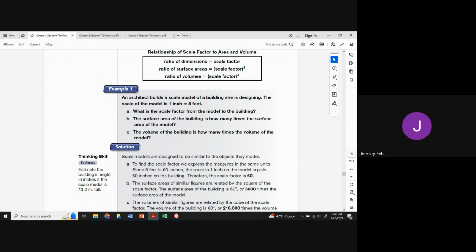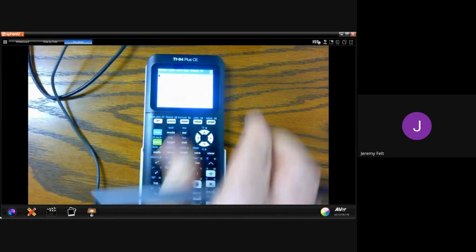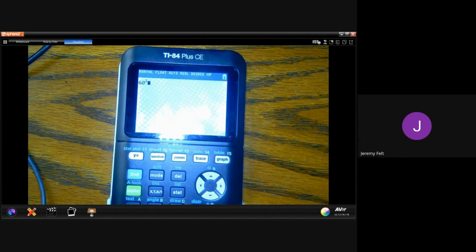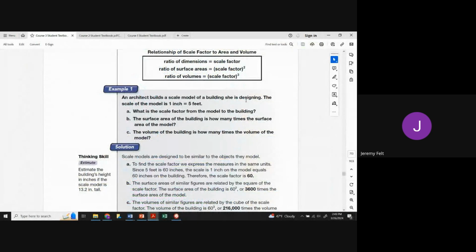The surface area of the building is how many times the surface area of the model? Our scale factor is 60, and we're talking about surface area, so we got to get A correct in order to get B. So we do 60 squared, 60 to the power of 2, it's 3,600. So the total surface area is going to be 3,600 times that of the original.